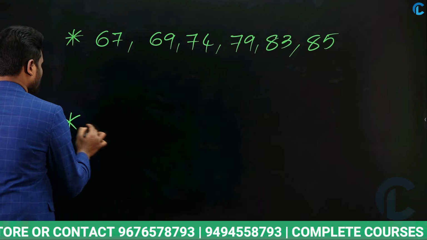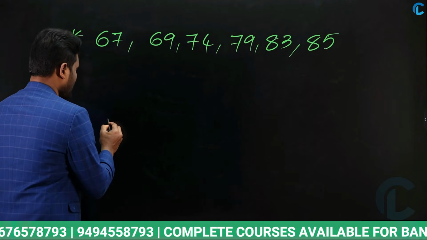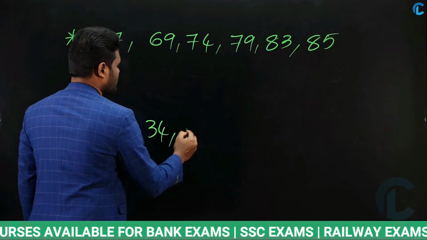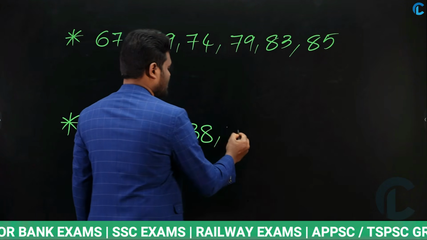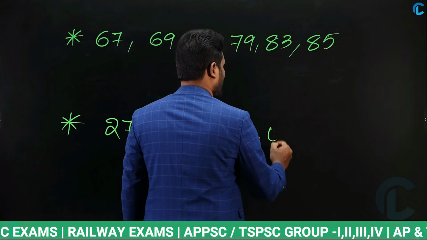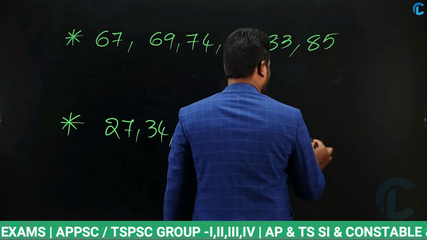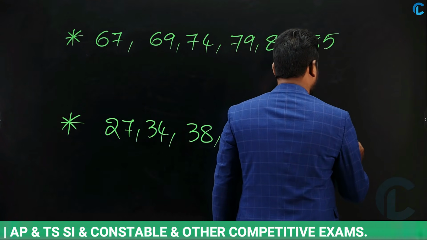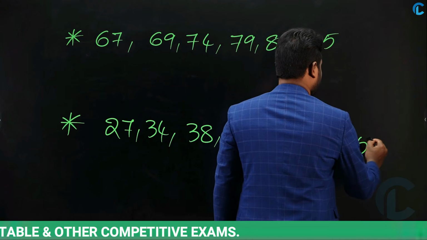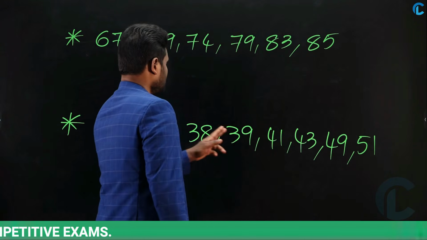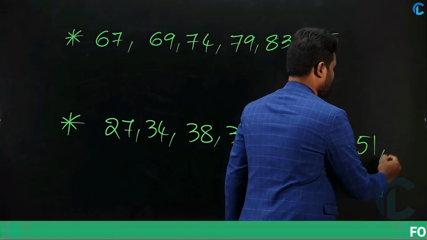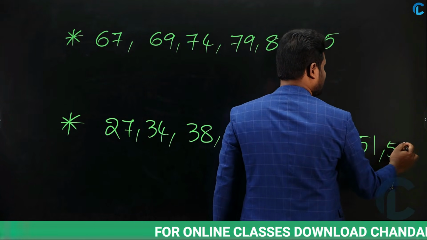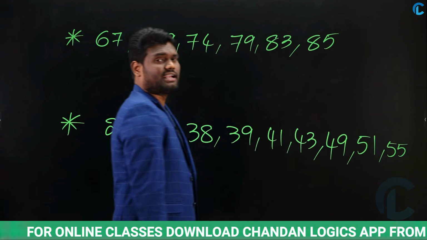And one more example as well. Tell me the average for these numbers also. Calculate the average for 27, 34, 38, 39, 41, 43, 49, 51, 53. Okay. So calculate the average for these numbers. Let us take it as 55. Okay. Calculate the average for these numbers.